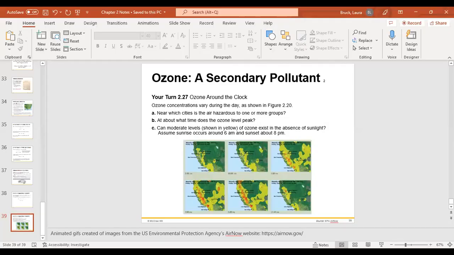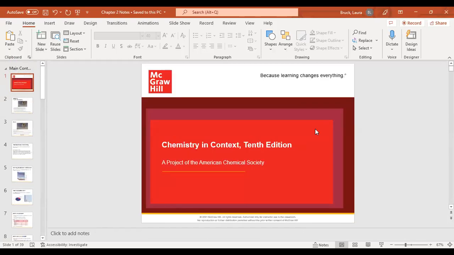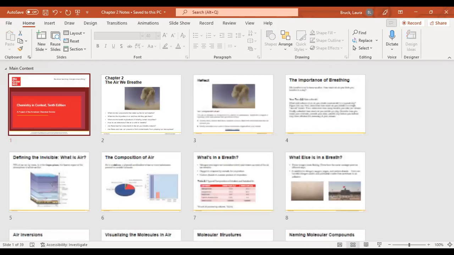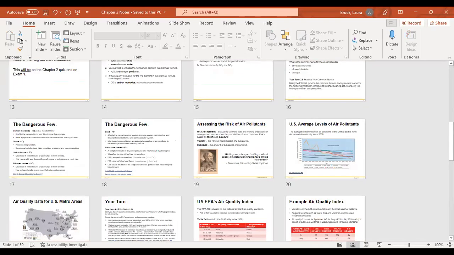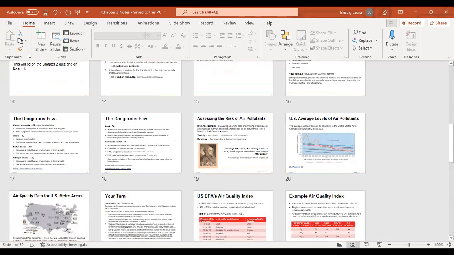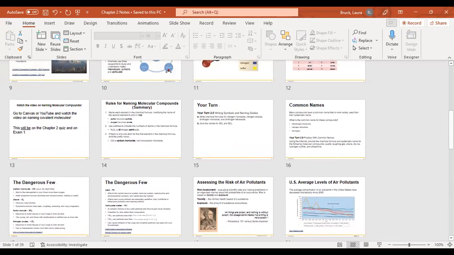And so that's where we are going to stop for chapter 2. Again, in this lecture, I made reference to 2 videos that you need to go watch on your own. You need to go watch balancing equations, and you need to go watch naming molecular compounds, because both of those are going to be on the chapter 2 quiz, and they're both going to be on exam 1.